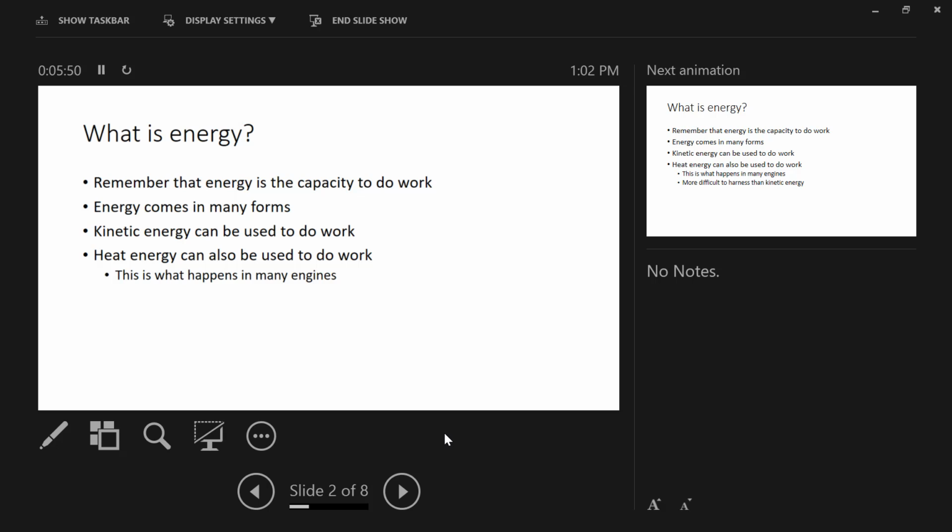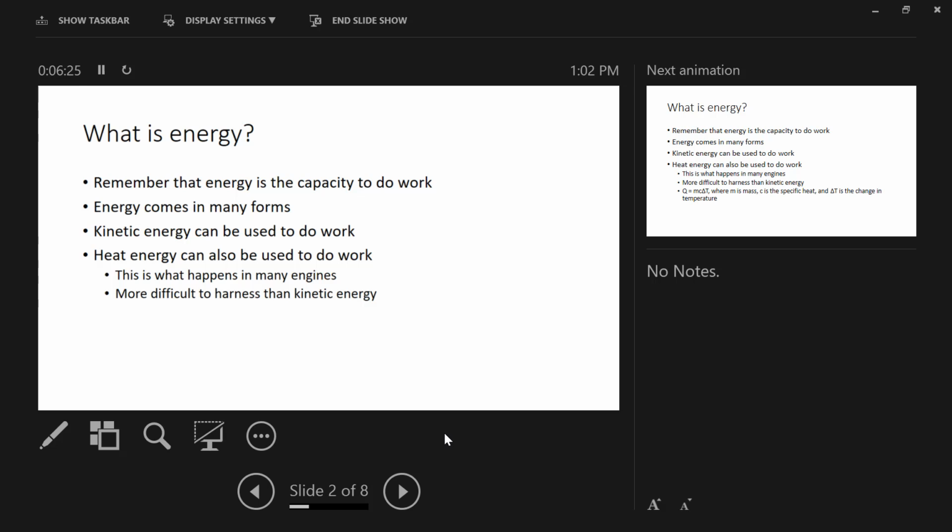But yeah, in engines, we harness that heat energy to do work, to actually convert that into kinetic energy. Now, it is more difficult to harness than kinetic energy, and so a lot of it gets wasted. A lot of our heat energy gets wasted, but for simplicity's sake and in the problems we deal with, we're going to assume 100% efficiency. We're going to assume if we absorb this amount of heat energy, we're going to be able to convert all of that into doing work. Okay? In reality, that's not what happens, right?